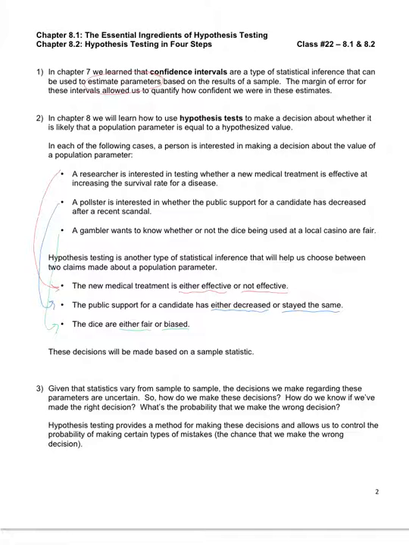So these decisions are going to be made based on a sample statistic. So that's a key word there. So they're going to be collecting a sample and calculating a statistic from that sample.